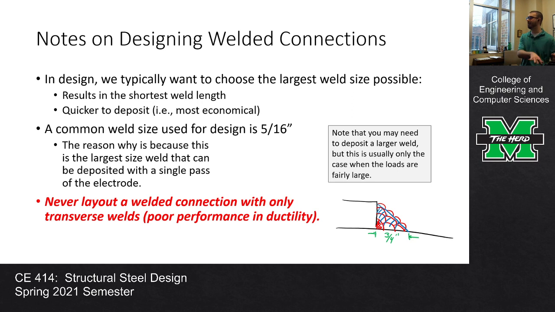Now, you may not be able to place a 5/16 weld because maybe your minimum weld size is 3/16 and your maximum weld size is 1/4. In that instance, go with the 1/4. Larger weld size, shorter weld length.